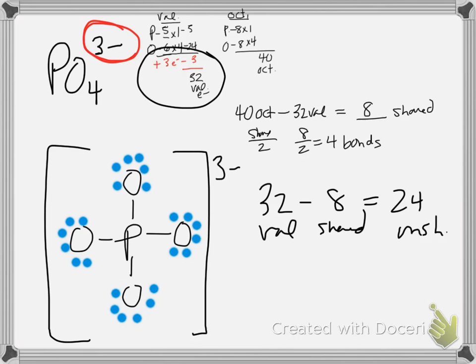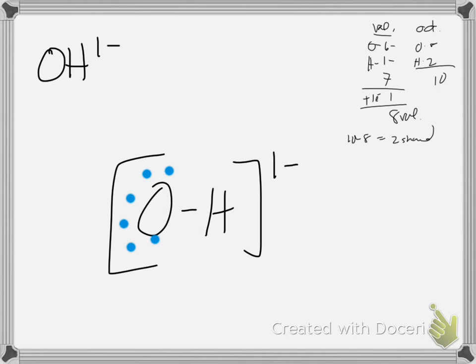I did forget on this one to do that important last step, checking the octet to make sure that everybody's satisfied. So 2, 4, 6, 8, 2, 4, 6, 8, 2, 4, 6, 8, 2, 4, 6, 8. Those are all satisfied. And here, 2, 4, 6, 8, and 2. So those are all satisfied.